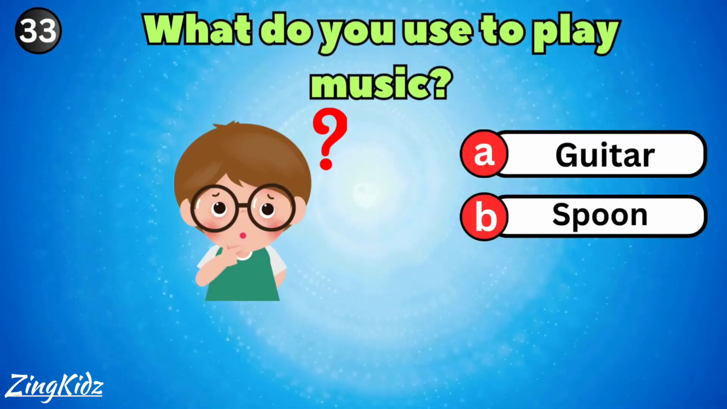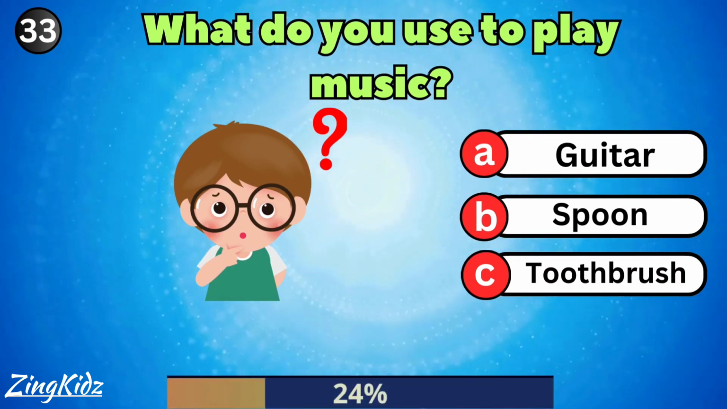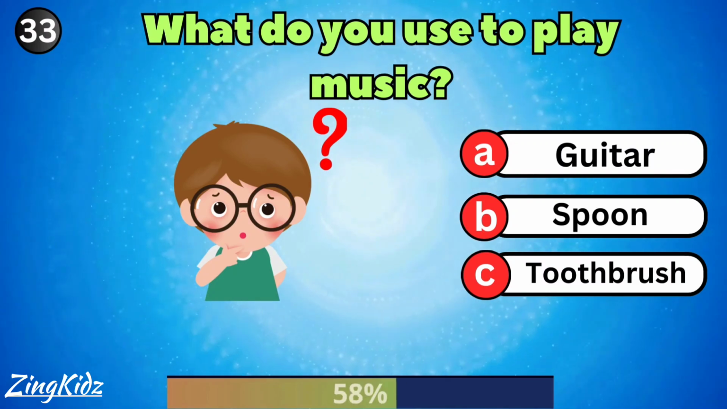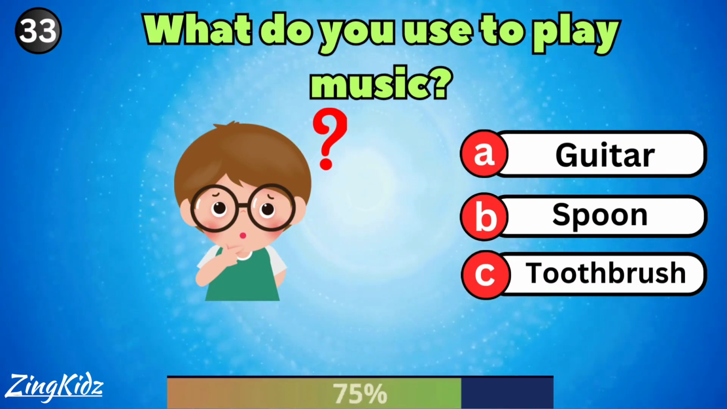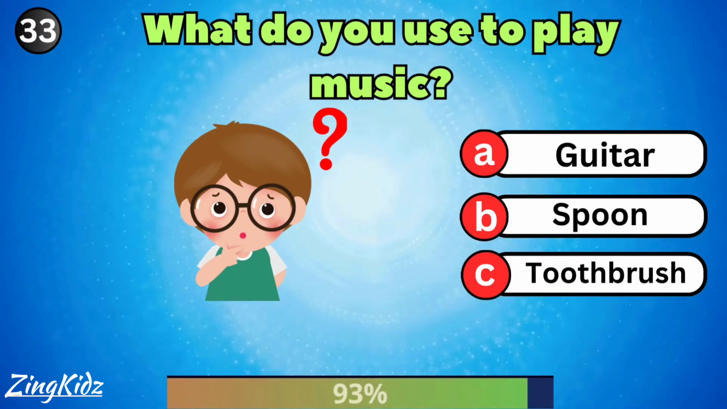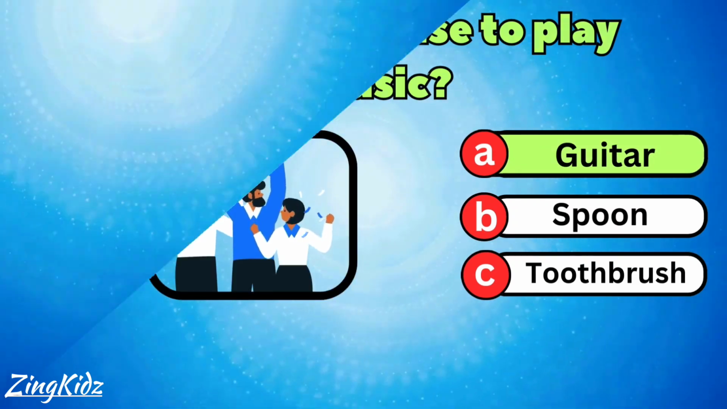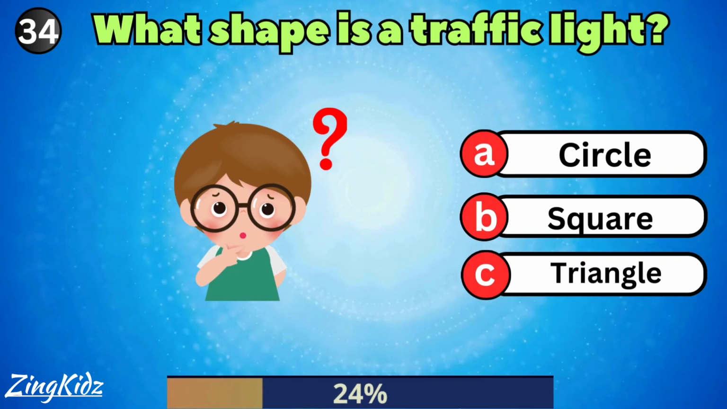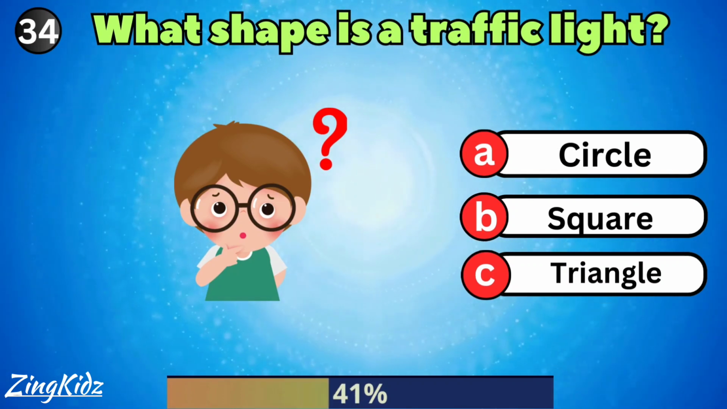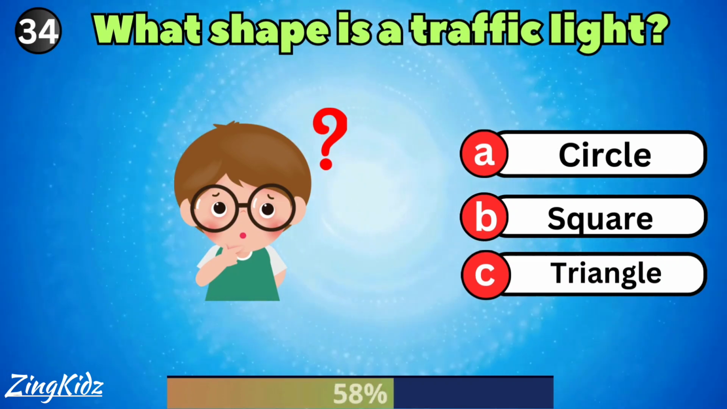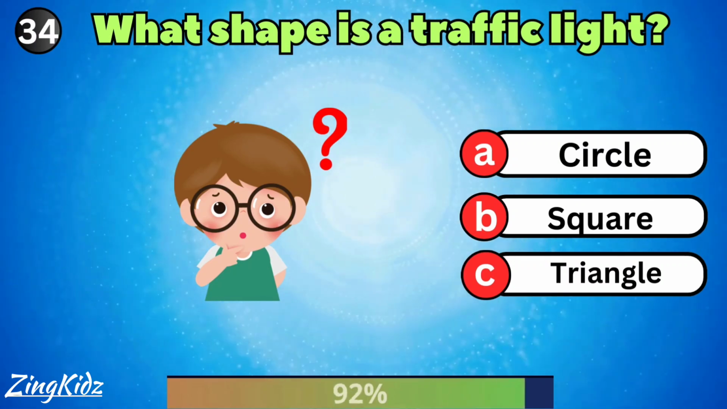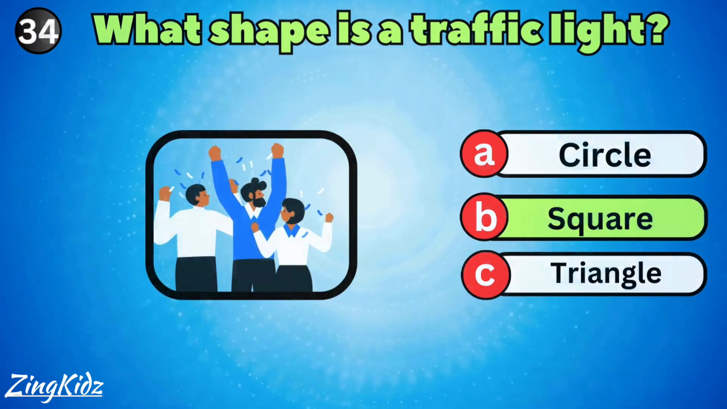What do you use to play music? Guitar is the correct answer. What shape is a traffic light? Square is the correct answer.